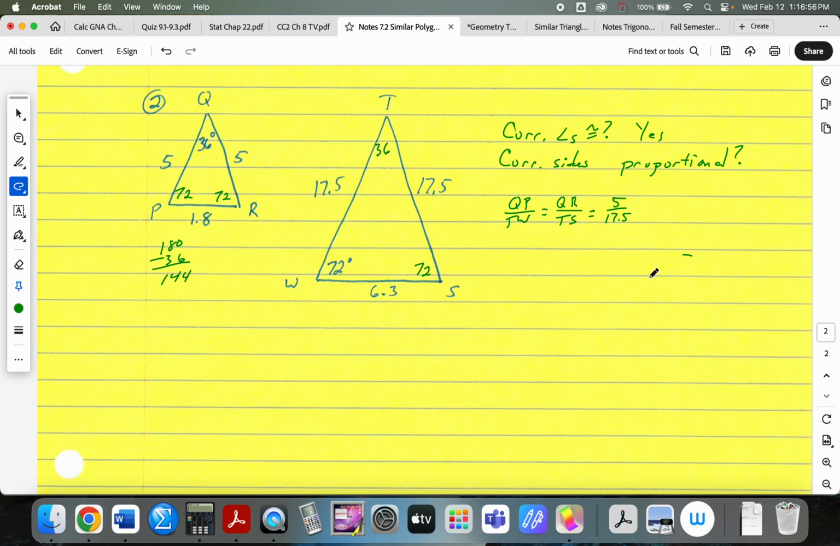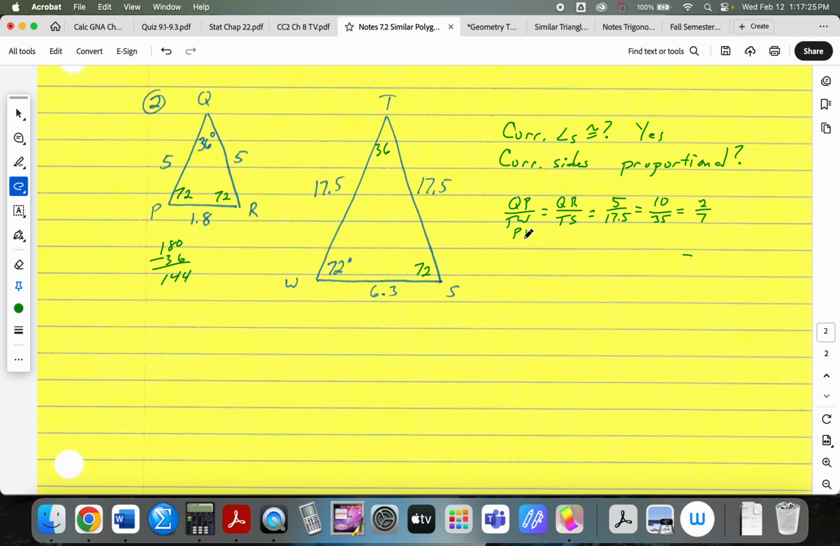You actually have a couple of choices. You could multiply them both by 2, but you could also multiply them both by 10, which would get rid of the decimal as well. I'm going to multiply them by 2, so that'll be 10 over 17.5 doubled is 35, which are both divisible by 5. That's a 2 to 7 ratio.